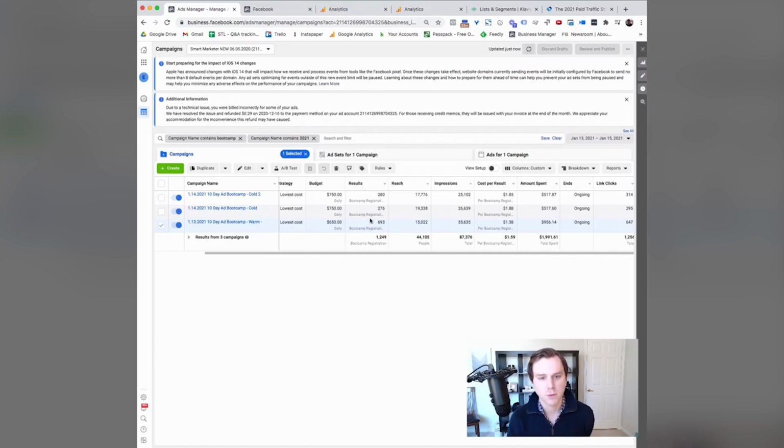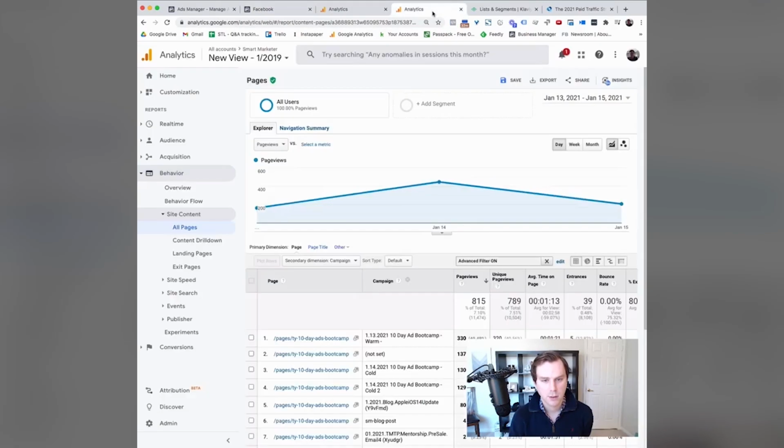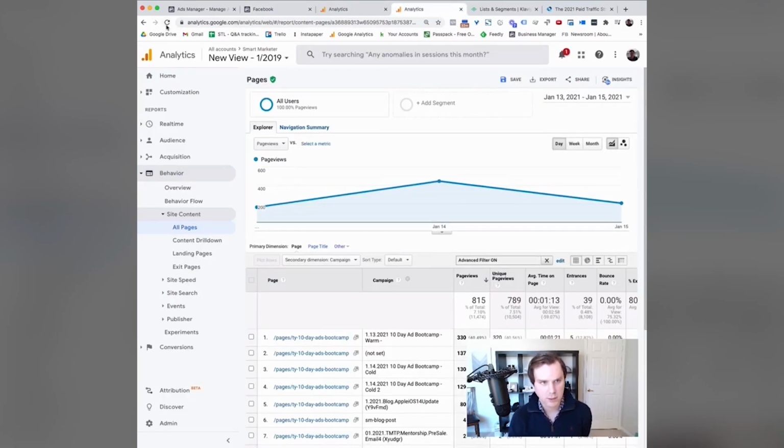Okay, maybe there's something wrong with the custom conversion that we're tracking here. So we go in and we can look and say, okay, this is the custom conversion, and it's received 1.7. That number is way too high. That's even higher than what Facebook thinks it gets credit for. So the rule is that the URL contains thank you 10 days ad bootcamp. Well, if I go into the system, same date range, let me refresh it just so it's as clean as possible.